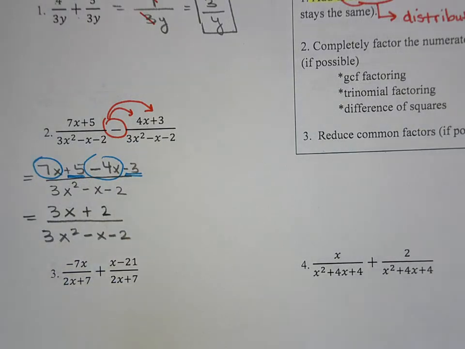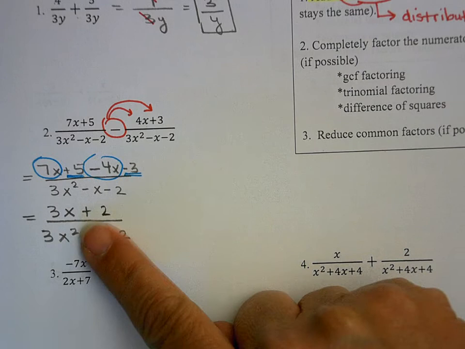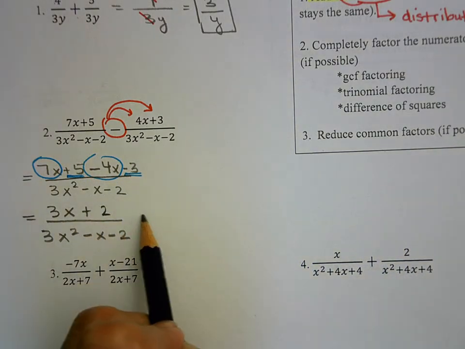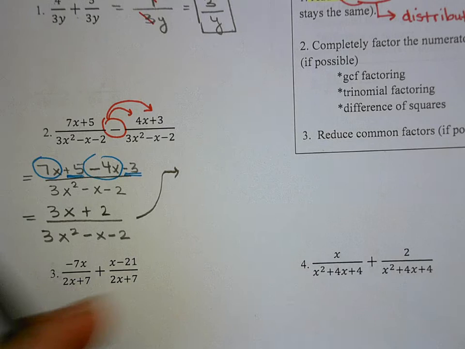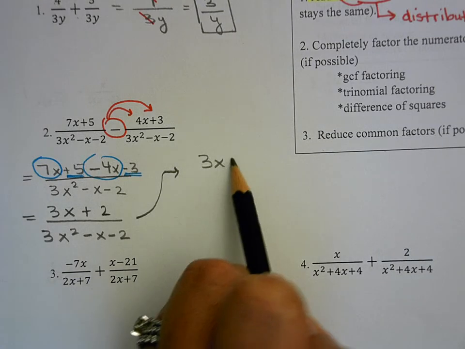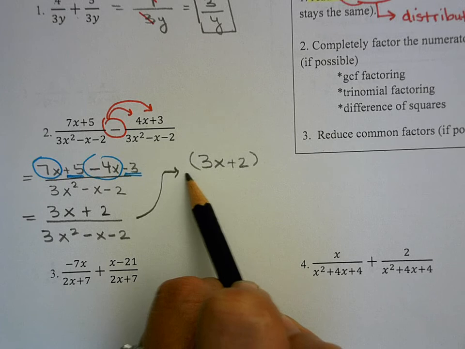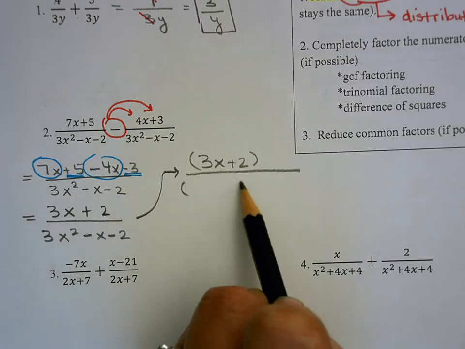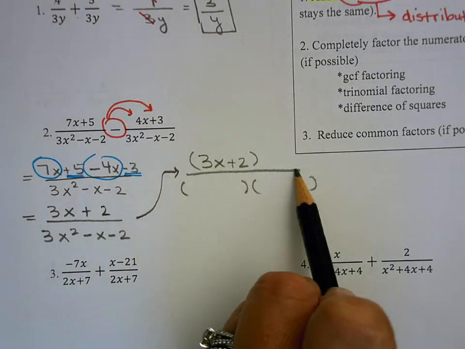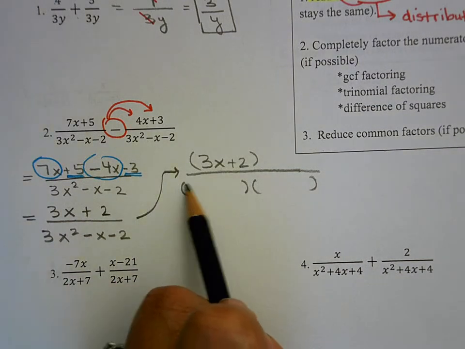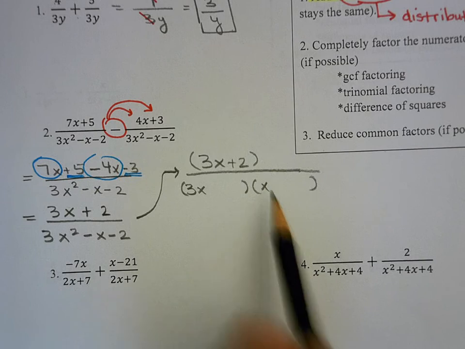And then because I have polynomials, meaning adding and subtracting here, I want to try to factor before I reduce. So I'm going to go ahead and do that up here. 3x plus 2 does not factor, right? No GCF there. So that's my whole numerator. And then my denominator, I can go ahead and factor that. If you're a little rusty on your factoring, you might want to go back and look at some old videos. So 3x squared will factor to 3x and x.